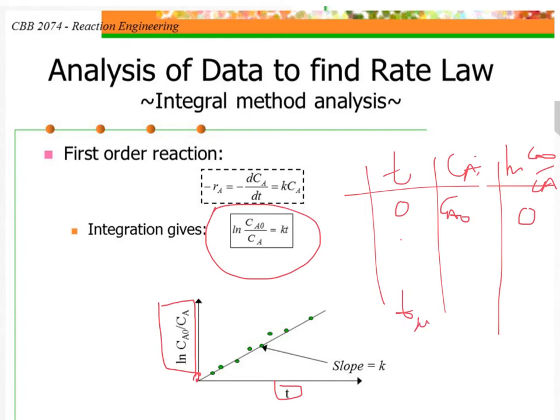Until you get your CA up to those certain numbers, and then finally you can calculate this value, and you keep plotting here. If you get a straight line, then basically this is guessed as first order. From there you can get your k value, which is your rate constant.